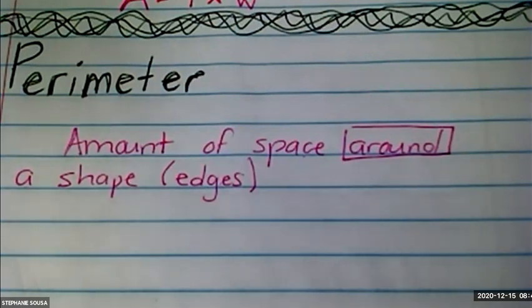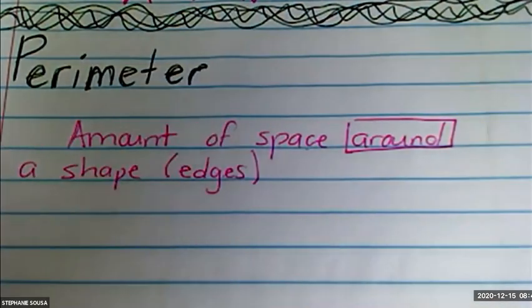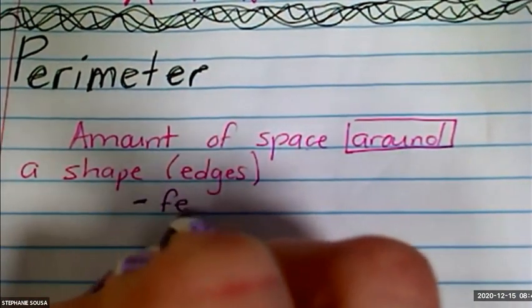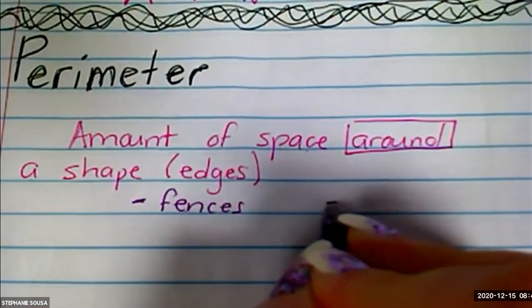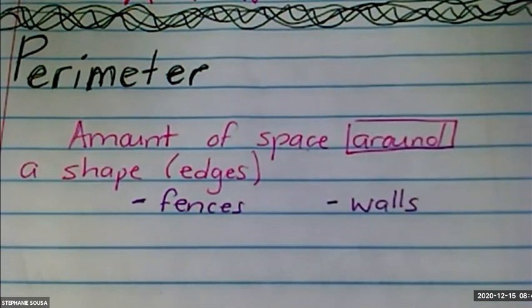So area is the space inside of a shape or how much is covered up by a shape. The perimeter is what goes around the shape. You can think about a fence or a wall to a room. And in fact, we will write down those examples. So some examples of perimeter in real life are fences and walls. Those go around the outside of spaces or shapes frequently, and they are real life examples of perimeters.